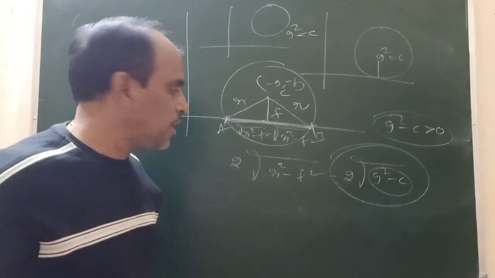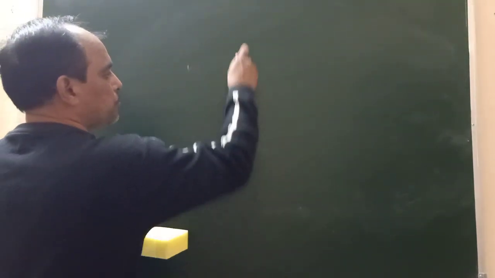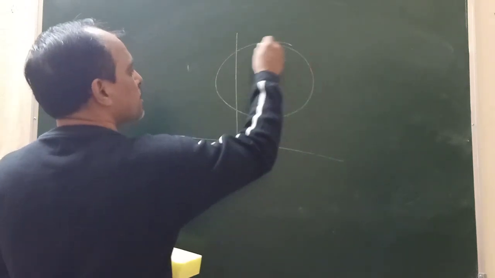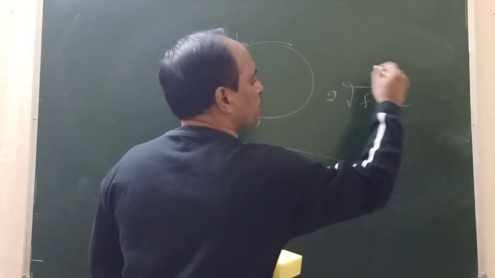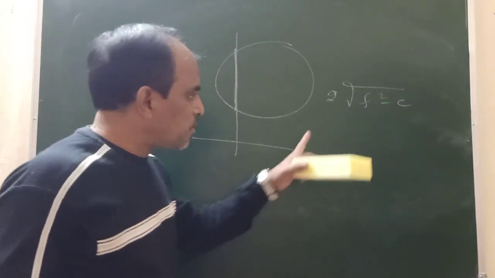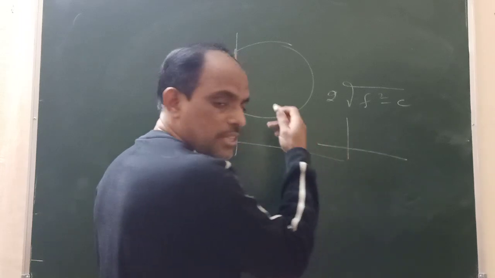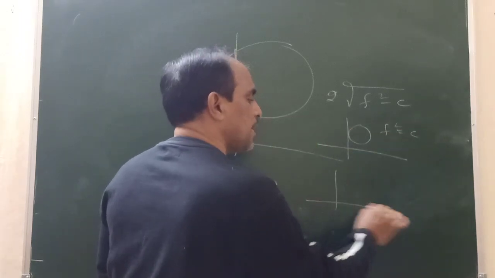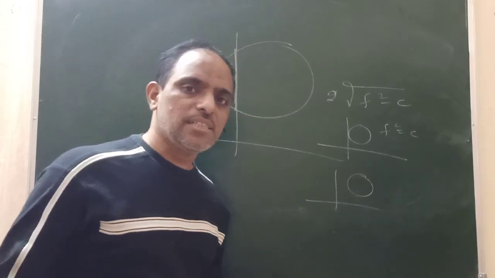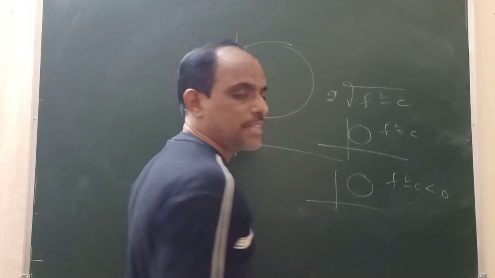In the same way, we can find the length of the y-intercept. If a circle cuts the y-axis, this is called the length of the y-intercept, whose formula is 2 into root of f square minus c. If f square minus c is greater than 0, the circle cuts the y-axis. If it touches, then f square is equal to c. If it neither touches nor cuts the y-axis, then f square minus c is less than 0.